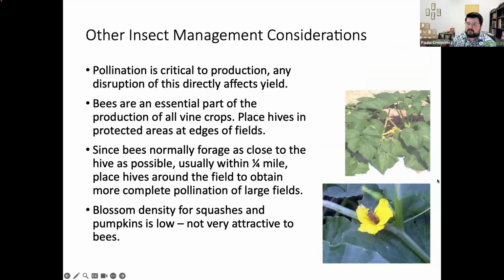Again, I had this slide in the previous class, but for insect management considerations, it's always important to consider the pollinators. It's very critical to any kind of produce. Bees are an essential part of the production, in this case of all vine crops. So placing hives in protected areas at the edges of fields is very important. They usually forage within a quarter mile, so this will be good to improve pollination of large fields.